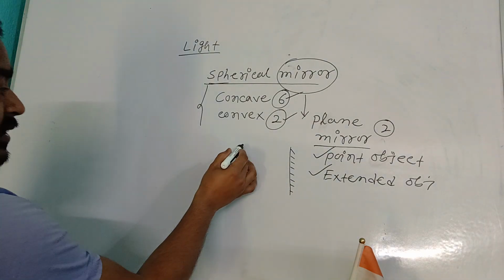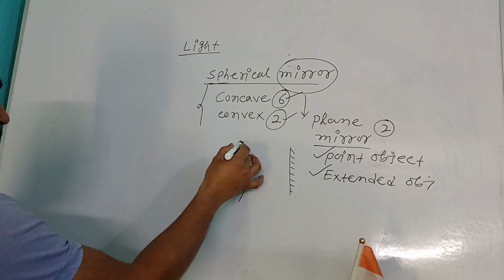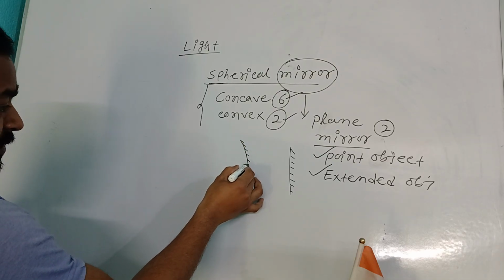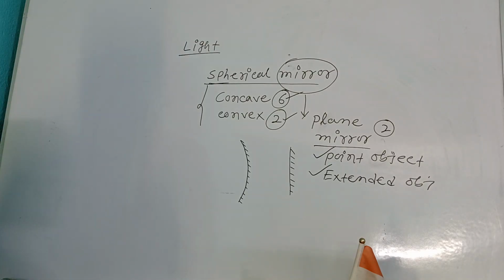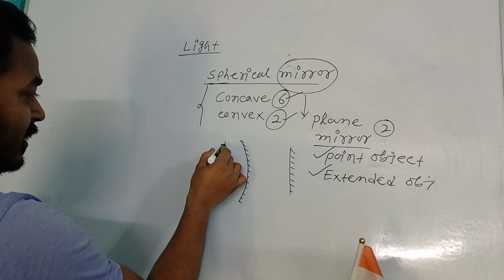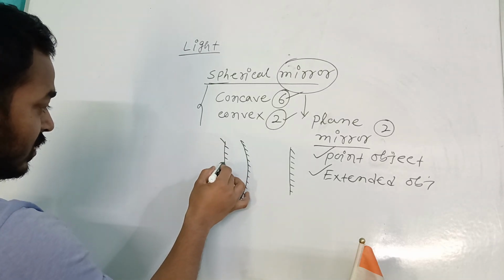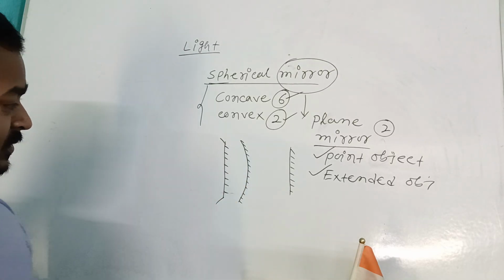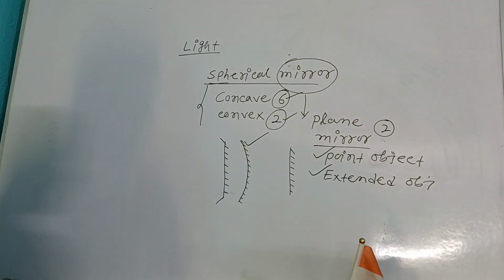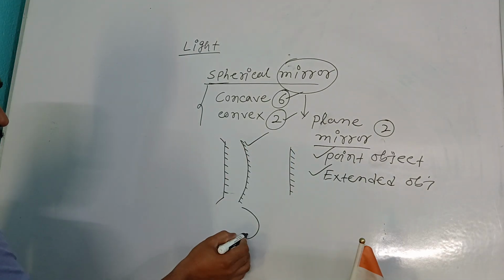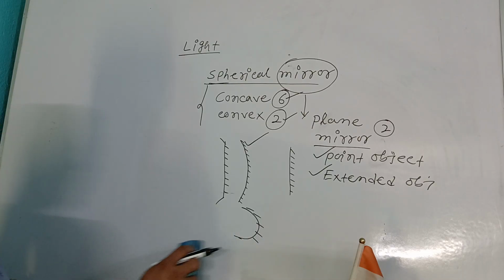Concave mirror: this is the shape for a concave mirror. This is a concave mirror. Otherwise, we can draw a concave mirror like this also, no problem. But in general, we have to use this notation. Just don't draw it like this, so it is not the concave mirror. This is wrong.